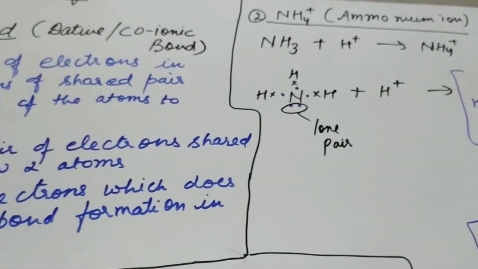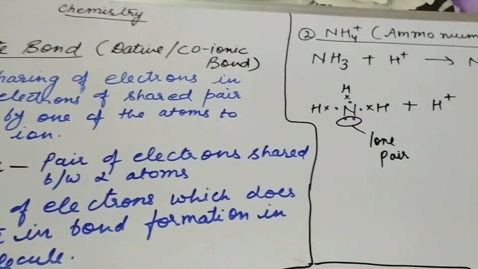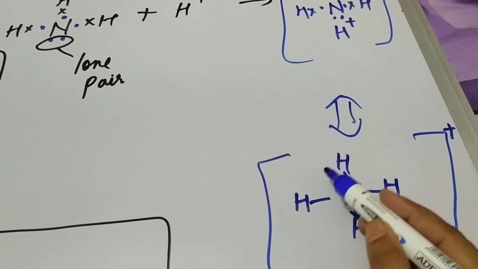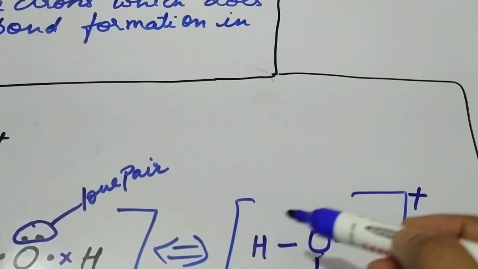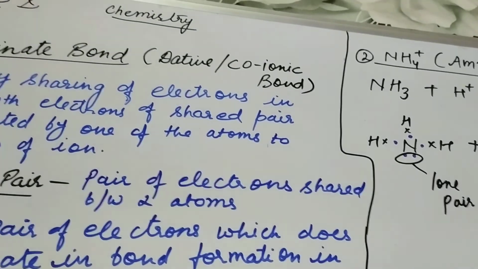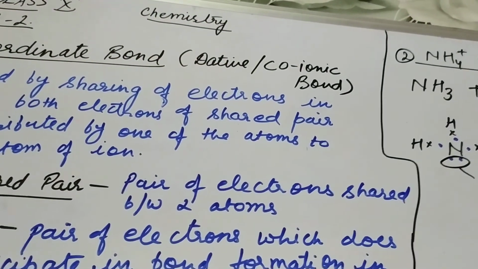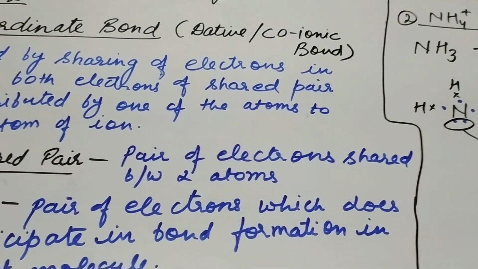So this is about the coordinate bond or the covalent coordinate bond, and you can see now here whenever a coordinate bond is involved in a molecule, the covalent bond is also present in the molecule along with the coordinate bond. So it is also called covalent coordinate bond. In the next video, we'll deal with oxidation and reduction.